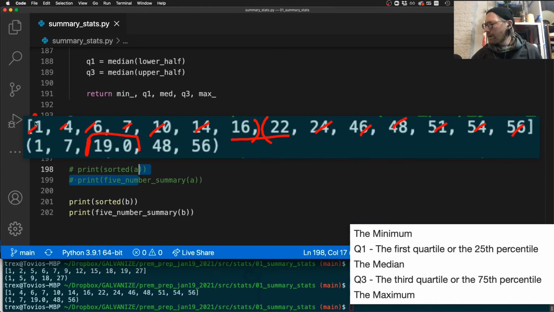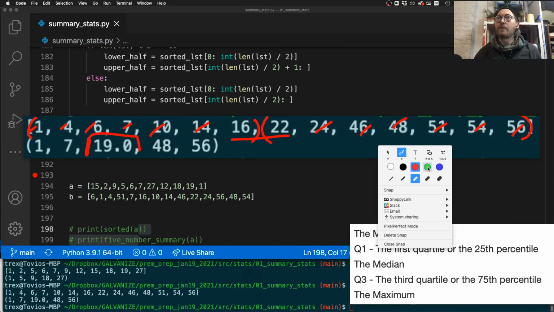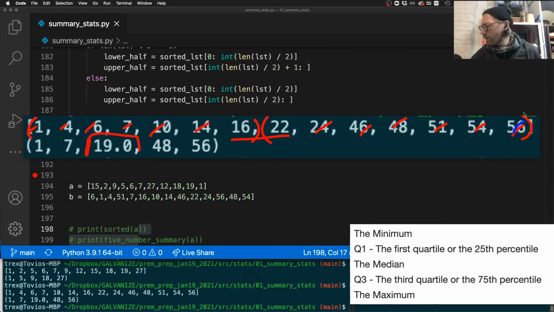And then if we include these, right, we've got a min of 1, that makes sense, a max of 56, and I'll just change the color here for determining this. So let's look at, so we've got 48 for Q3, and we've got 7 for Q1. So that's working as we'd expect it to work.